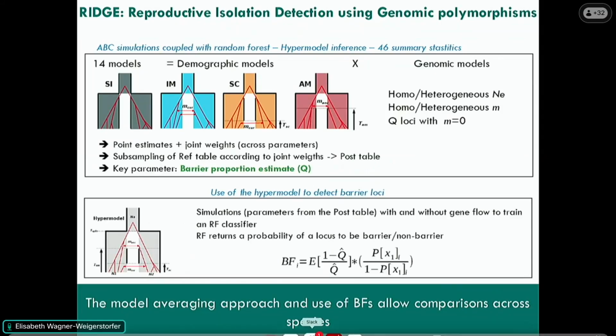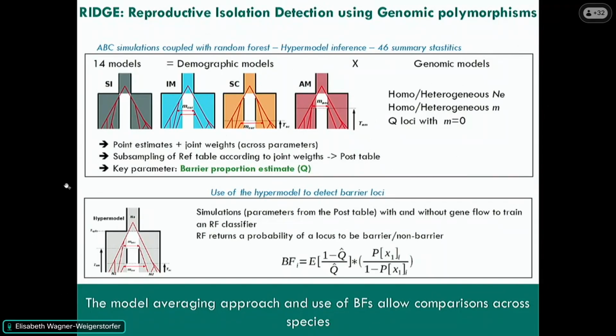So I'm not going to enter into much detail about how this tool works. It was already published. So basically, it's based on ABC, approximate Bayesian computation, coupled with random forests. So we explored a variety of demographic models, but also genomic models. And what is important to say is that we run this simulation, but we didn't choose one model or the other. To make it like a comparative framework, we use the hyper model.